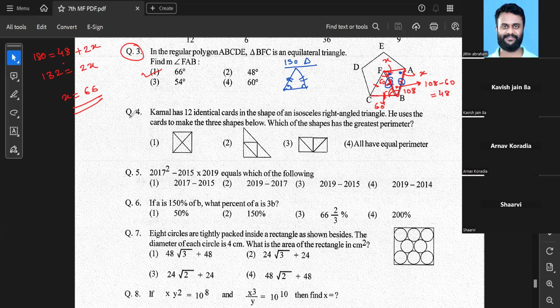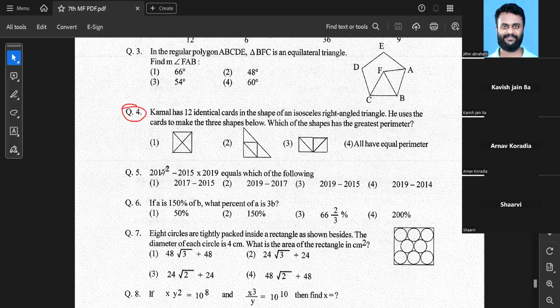Okay. Proceeding further. Question number 4. Kamal has 12 identical cards in the shape of an isosceles right angled triangle. He uses the cards to make three shapes below. Which of the shapes has the greatest perimeter? Actually, looking at the shape, I can easily say that this has the greatest perimeter. If you wish to calculate also, you can calculate.